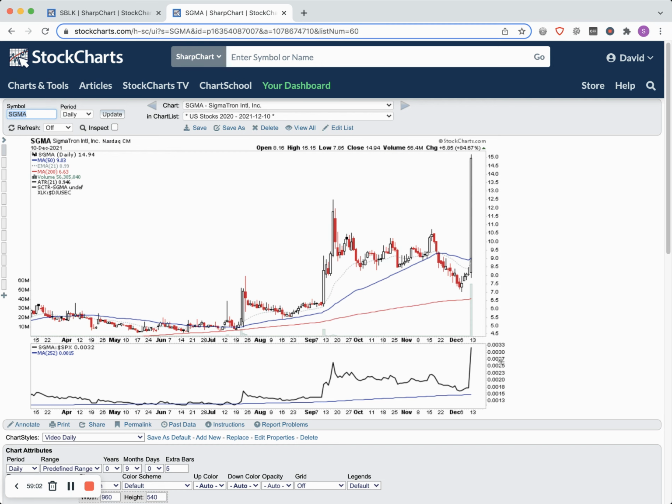SGMA, just a massive significant bar, so be watching to see how the price action reacts to that one.